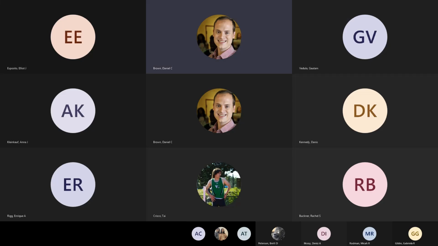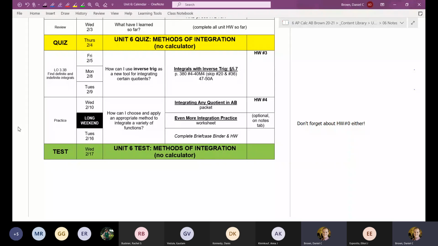Brief case binder, but that's there for you to look over and ask questions, definitely, if you have them. Today, what we're going to be looking at is integrating with inverse trig.